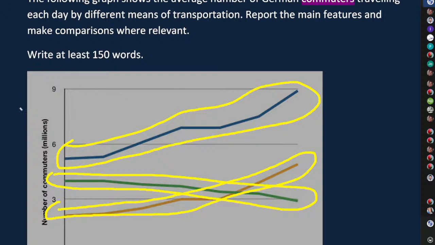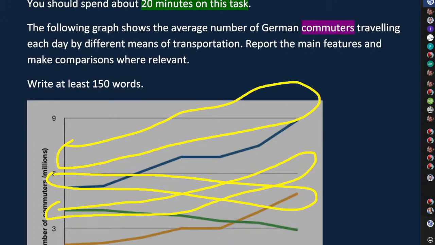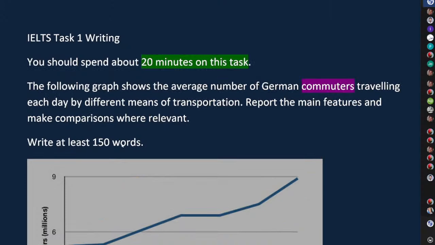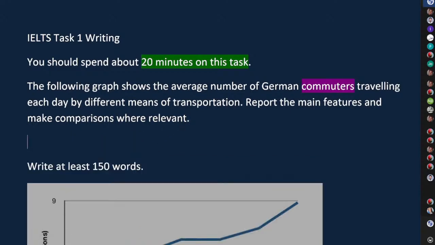Now, of course, when you're doing the IELTS, this is going to be much, much faster. Welcome, Selena. This is going to be much, much faster. You're going to make these observations nice and fast because you know what you're doing. And then you are ready to write the introduction. So when you write the introduction, you use the question.